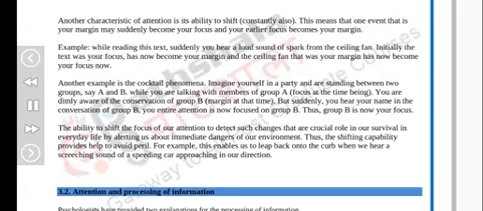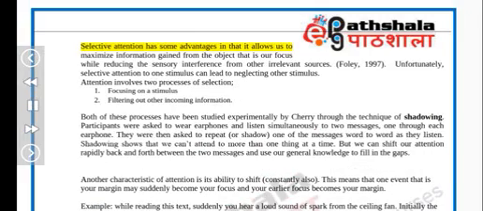Selective attention has some advantages in that it allows us to maximize information gained from the object that is our focus, while reducing the sensory interference from other irrelevant sources. Foley, 1997. Unfortunately, selective attention to one stimulus can lead to neglecting other stimuli. Attention involves two processes of selection. 1. Focusing on a stimulus. 2. Filtering out other incoming information.